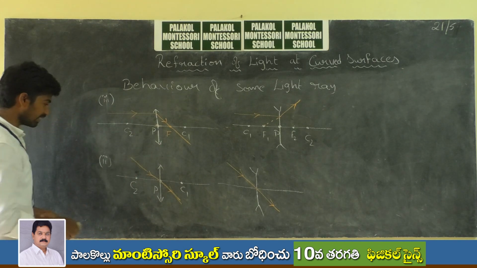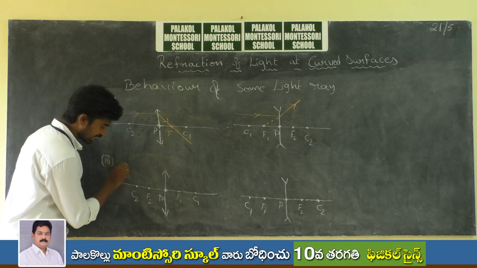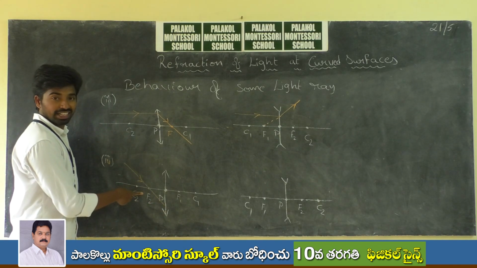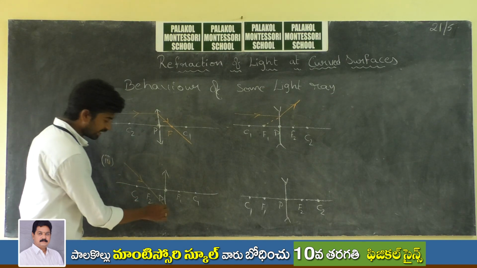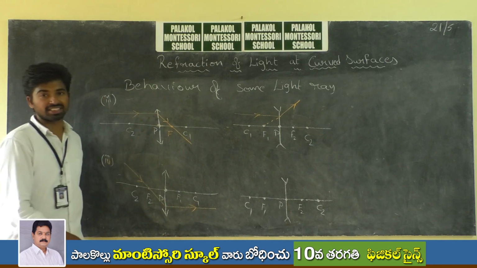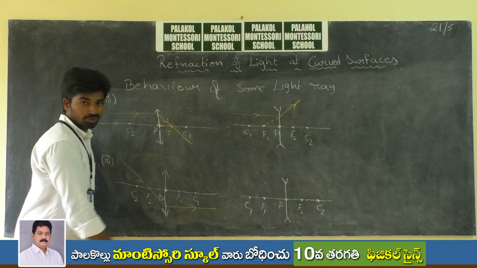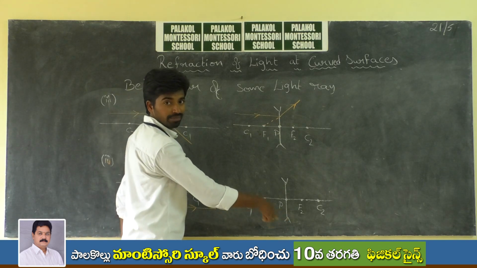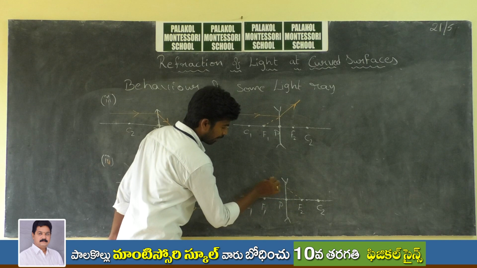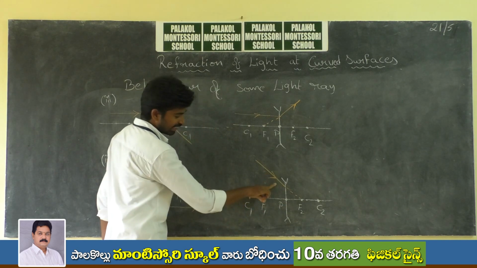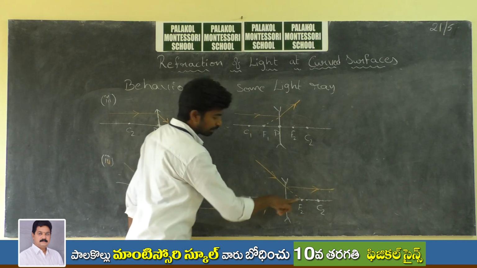So let us see the fourth case. When the light ray is passing along the focus point, the refracted ray will be parallel to the principal axis. When the light ray is passing through the focus point, the refracted ray will be parallel to the principal axis. Let us see the case of a concave lens. If the light ray is passing through the focus point F2, then the refracted light ray will be parallel to the principal axis.